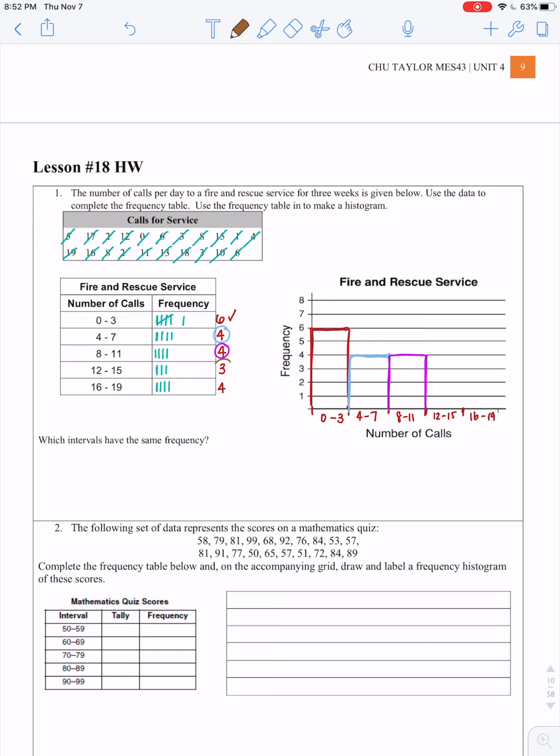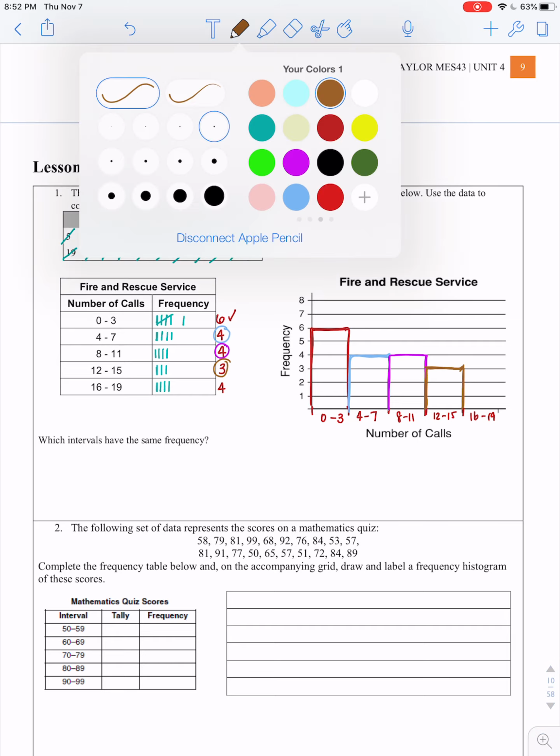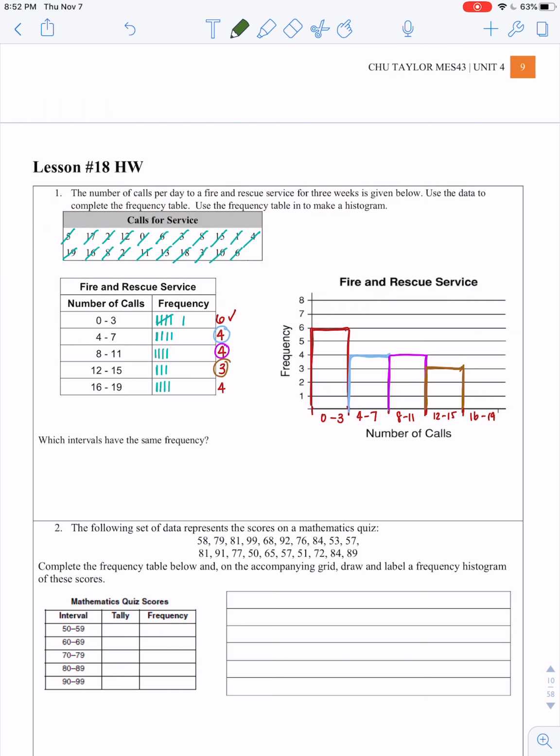From 12 to 15, we had 3. So in this next section, we're going up to 3. Go across and then come back down. And then our last section, from 16 to 19, we had 4. So we go all the way up to 4. Go across and come back down to complete our histogram. Notice we have no gaps in our histogram.